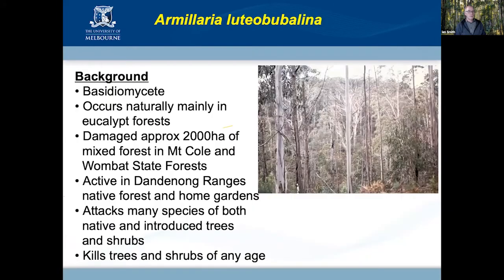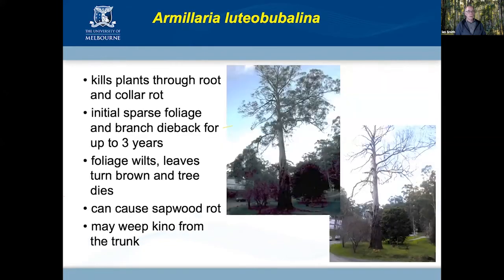It's a basidiomycete. It's a proper fungus. It occurs naturally, mainly in eucalyptus forest. And I need to highlight that it is a native pathogen, this one. It has damaged approximately 2,000 hectares in the mixed forests of Mount Cole and the Wombat State Forest. It is active in the Dandenong Ranges and particularly in home gardens, and attacks many species of both native and introduced trees and shrubs. And it can kill trees and shrubs of any age. Again, it kills plants like Phytophthora. It kills plants through root and collar rot.